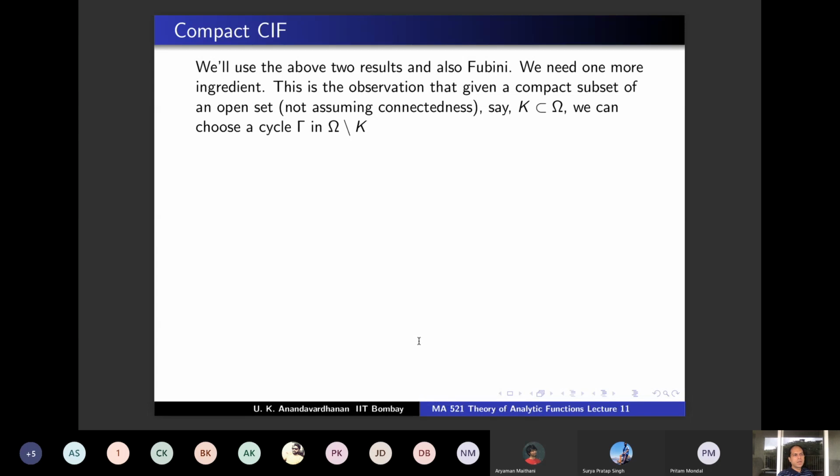You can choose a cycle gamma in omega minus K such that you have the Cauchy integral formula with index 1. F of z is 1 by 2 pi i times the integral. This is your standard Cauchy integral formula. The standard Cauchy integral formula says that f(z) times the index is 1 by 2 pi i times this integral whenever z is outside gamma star and whenever gamma is homologous to 0. So we are saying that this is true whenever f is holomorphic and whenever z is in K. Throughout K, this is true.